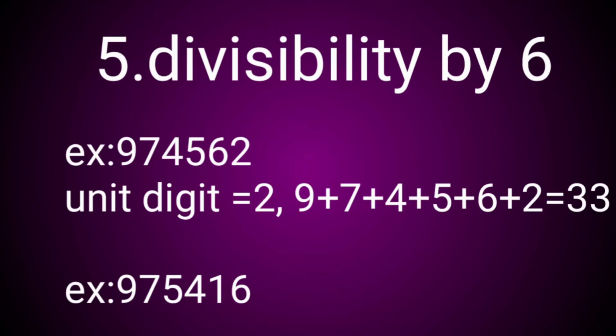The next rule is divisibility by 6. A number is divisible by 6 if it is divisible by both 2 and 3. We know the rules for 2 and 3. When the unit digit is 2, it is divisible by 2. So 974562 is divisible by 2. When the sum of the digits is divisible by 3, the number is divisible by 3. So here the sum of the digits is 33. 33 is divisible by 3. So 974562 is also divisible by 3. So the entire number is divisible by 6.